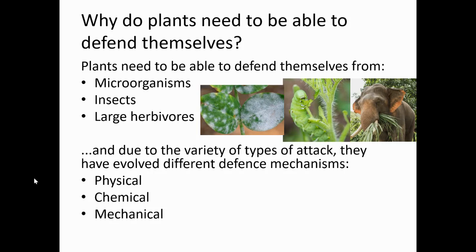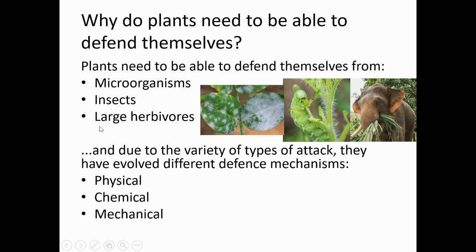Okay, why do plants need to be able to defend themselves? And that is because, of course, microorganisms may get in. We've seen last lesson that there are pathogens like bacteria, fungus, viruses that will infect plants, but insects, of course, will do too, like the aphids we saw last time. Here's a caterpillar. But also there are large herbivores, so that's an elephant. But also you've got all kind of grazing herbivores. Those are plant-eating animals.